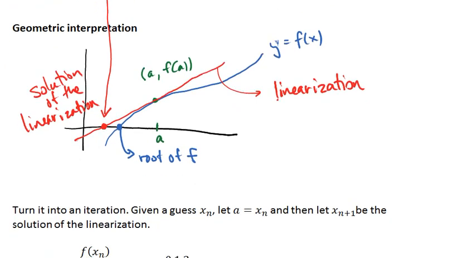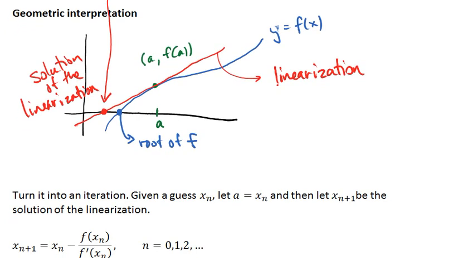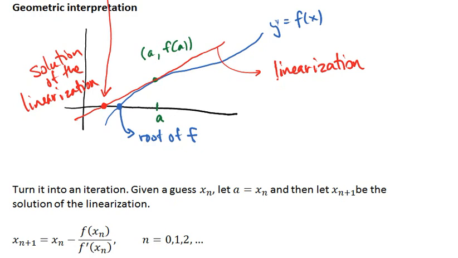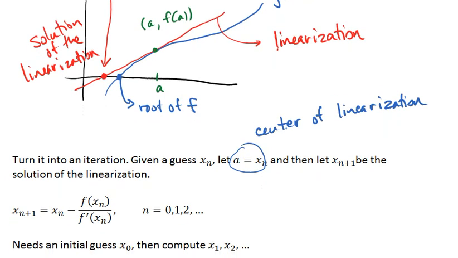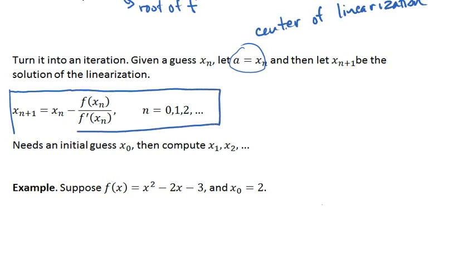So that suggests that we should turn this into an iterative method. Given one guess at the root, x_n, we want to get a better guess. So we'll put a equal to x_n in the linearization. In other words, x_n is the center of the linearization, or the point of tangency, if you like the graph better. And then x_{n+1} is the solution of that linear problem. So we just replace the symbols in the formula we had above, and this formula defines the Newton iteration.